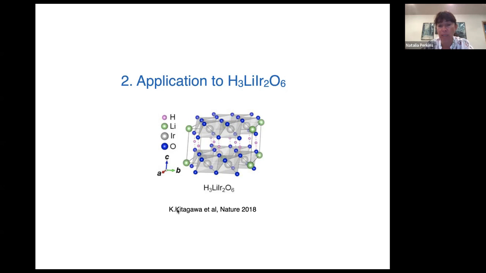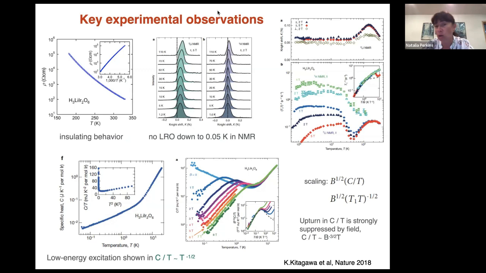And once again, you just saw a lot of NMR data. You see that there is almost no shift and no broadening in this case. So that basically was the evidence that it doesn't show any long-range order in this material. It also remains an insulator, and then you see this pileup in the specific heat, and then the suppression.